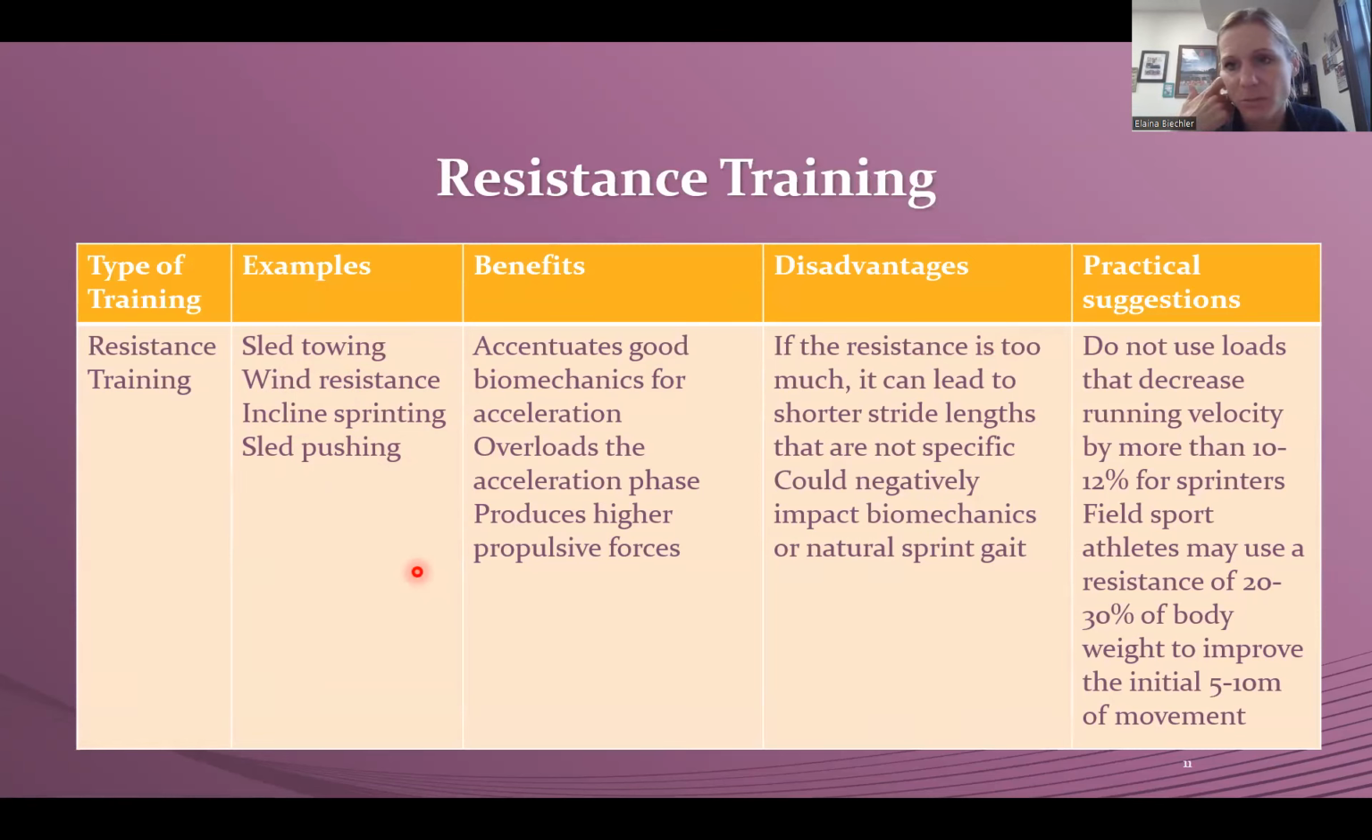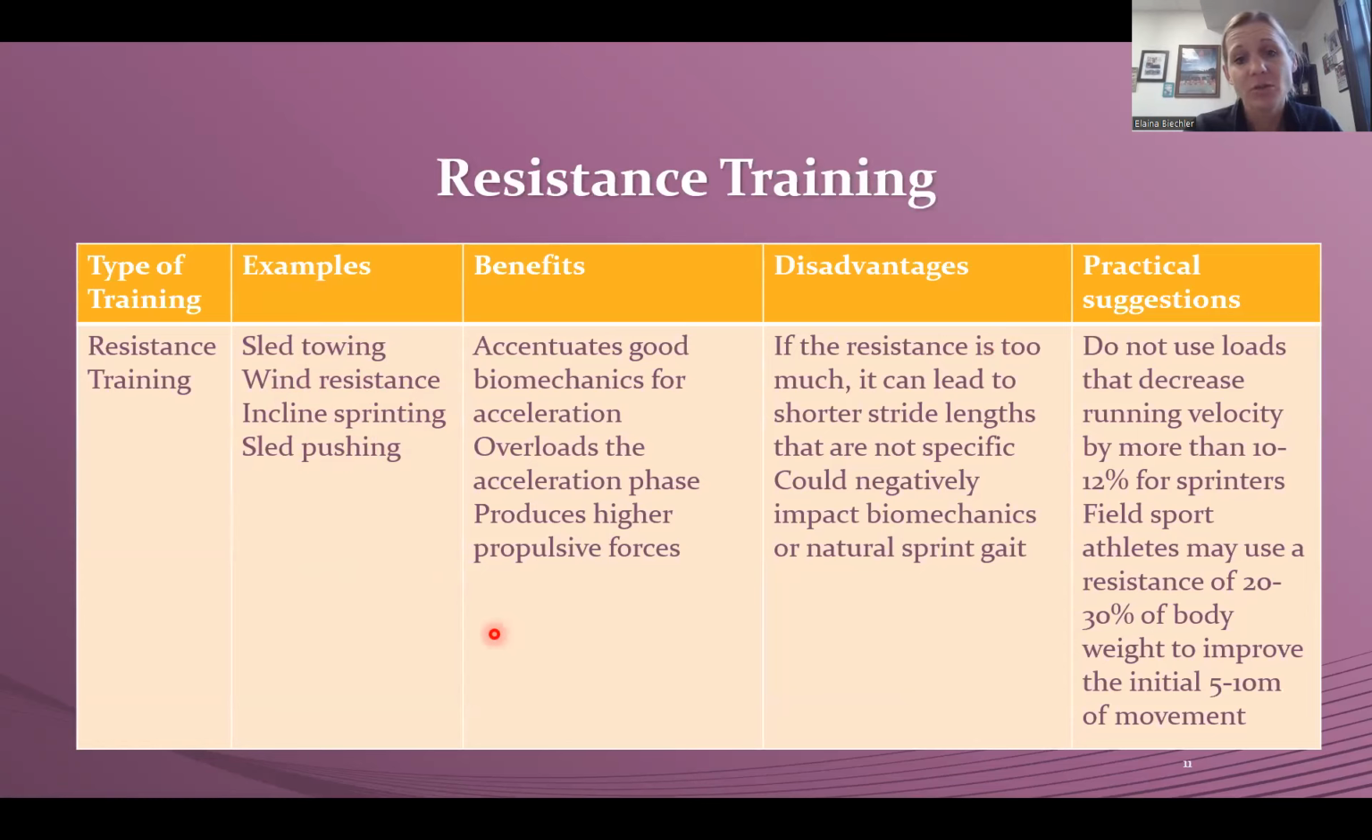Again, we can talk about this more in class when we go through some of these things, but the sled things are a little bit more advanced in terms of what you might have access to and what is logistically feasible. But anybody can do short sprints on a hill. So again, that's a great example of what we would consider resistance training.